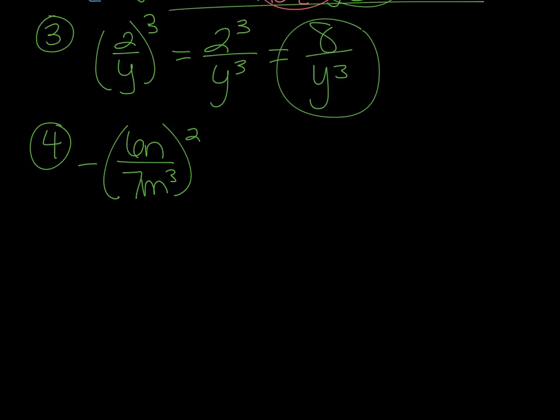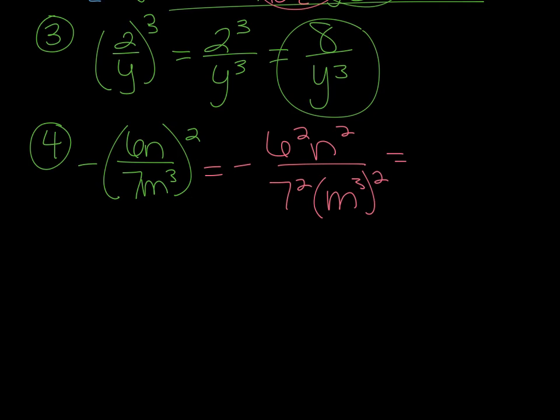Are you squaring a negative in this problem? No, right? That negative sign is not included in those parentheses. So we are not squaring that negative sign. So what kind of answer will I have? A negative answer. And then everything inside the parentheses gets squared. So I have 6 squared and n squared. I have 7 squared and m cubed squared.